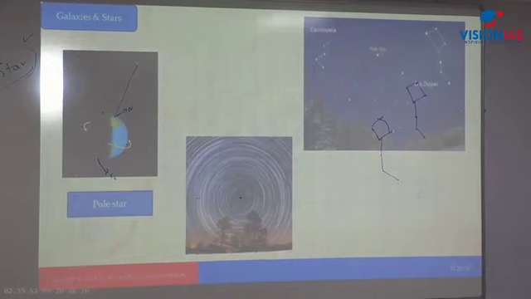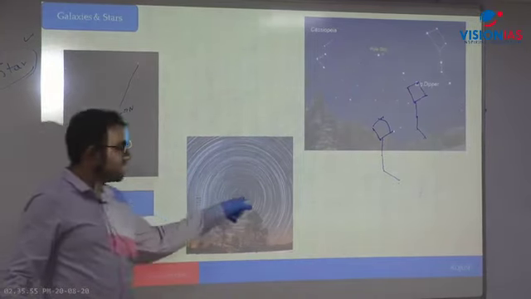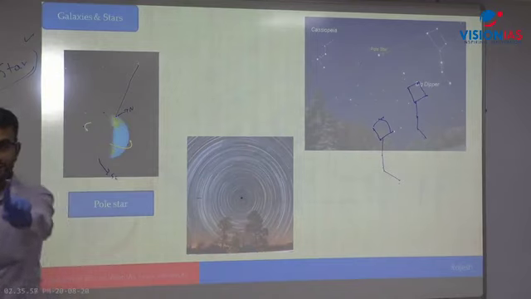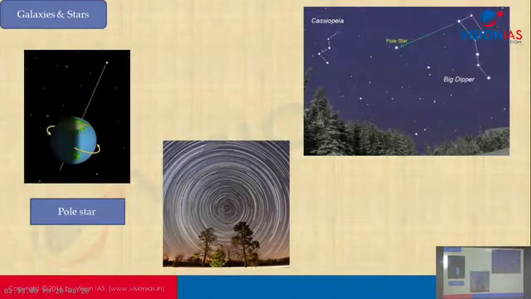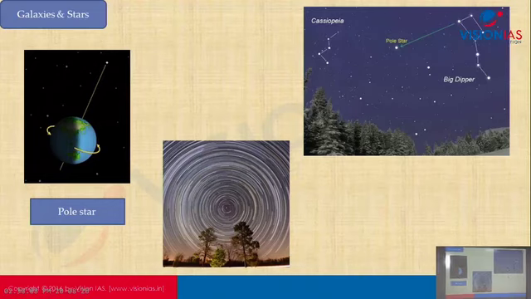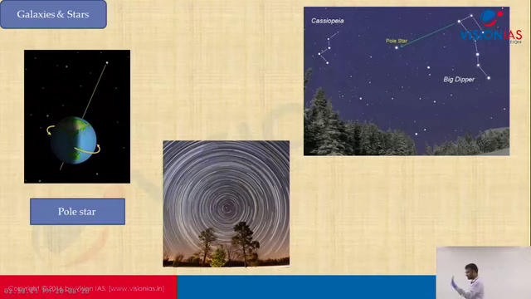So our people use this pole star to find the direction, because pole star always indicates north. It is exactly above the north. So you observe the night stars for a longer duration, you will see only one star not moving, and in whichever direction it is, that is your north direction. It is very easy to identify the north direction.